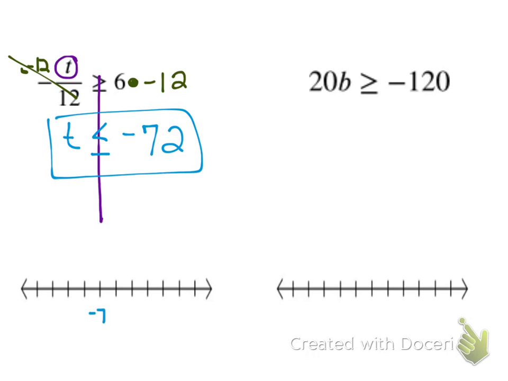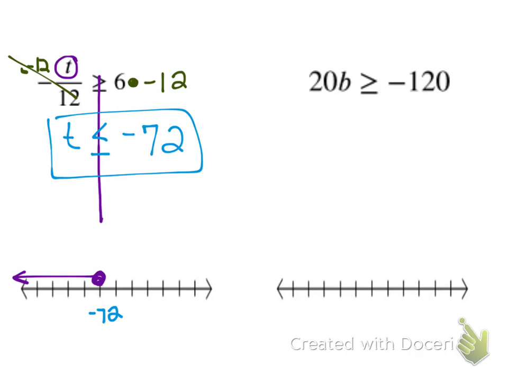I come down, I graph it. I put my negative 72, open or closed? And which way does my graph go? To the left. Questions so far? That problem is going to be worth more points because I'm going to look to see if you have the correct negative 72, but I'm also going to look to see that you have your sign flipped. So flipping your sign will be an extra point.